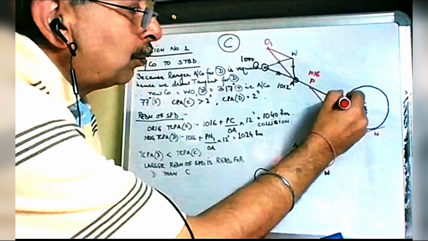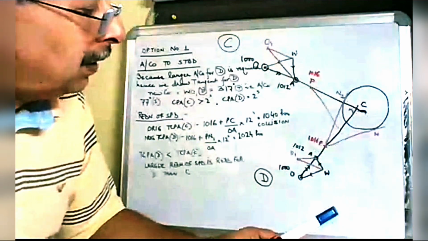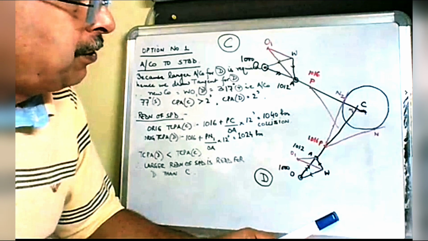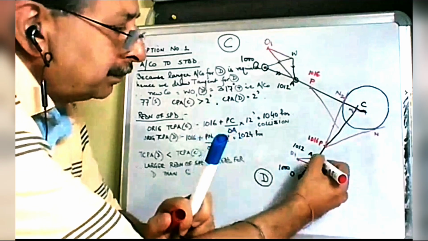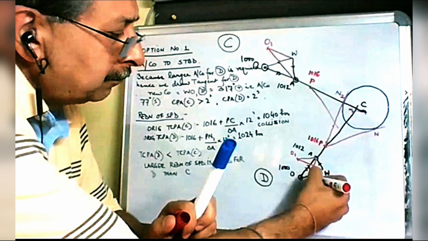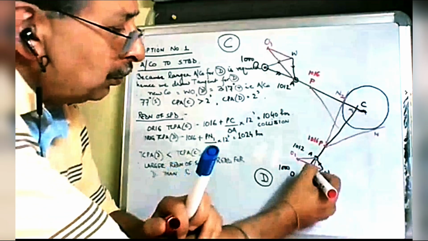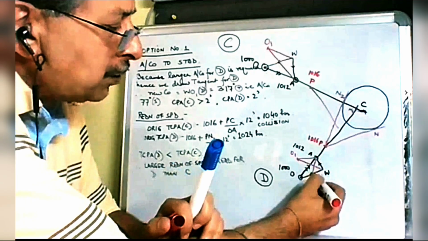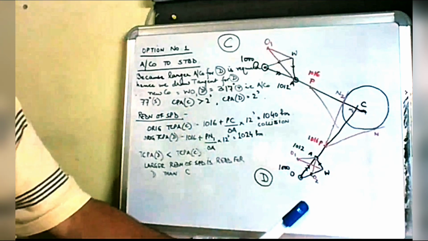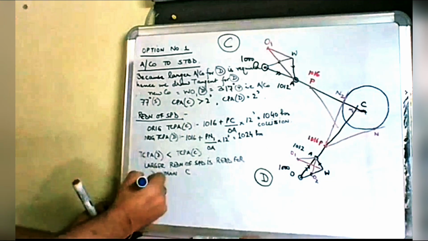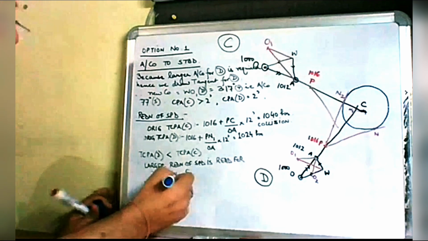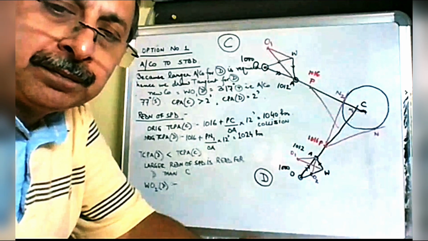Call this N2. Transfer PN2 backward through A. Wherever it cuts WO, call that point O2. Then WO2 for Delta is the reduced speed.